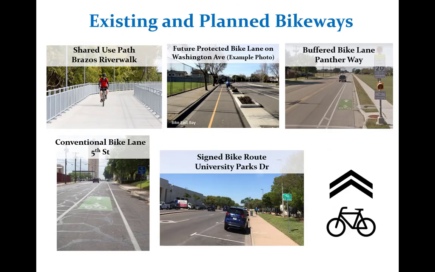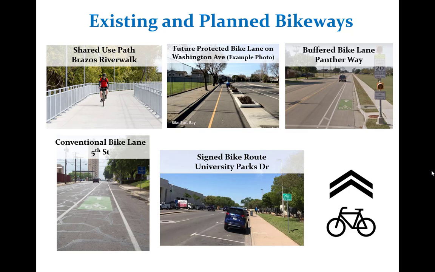Moving on to bikes, here's an overview of the types of bikeways that we have or will soon have in the Waco region, starting from the most separation from motor vehicles to the least separation. First is a shared use path, which is off-street. An example is the Brazos Riverwalk or the Cotton Belt Trail.